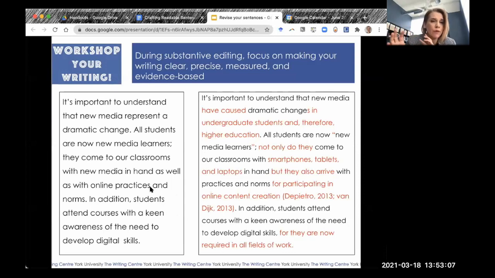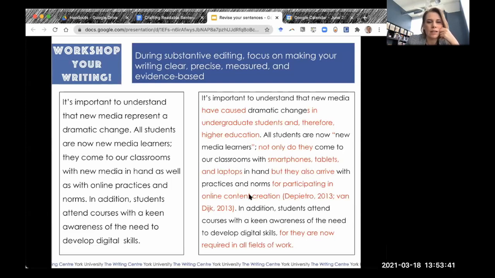You can also be working on flow and coherence in this section. So in substantive editing, you've got transitions down, and your revisions will look more substantive. Like, it's important to understand that new media have caused, not just that they represent, but they've caused. That's more precise, right? This is a causal relationship. For all students, okay, I'm just going to focus on undergraduate students. I'm making my writing more precise and more evidence-based. I'm integrating quotations from these sources.